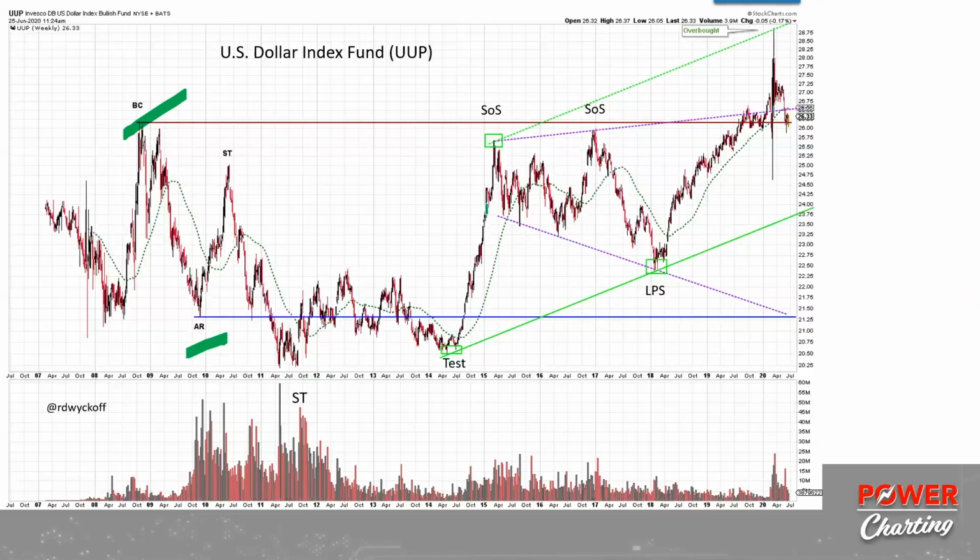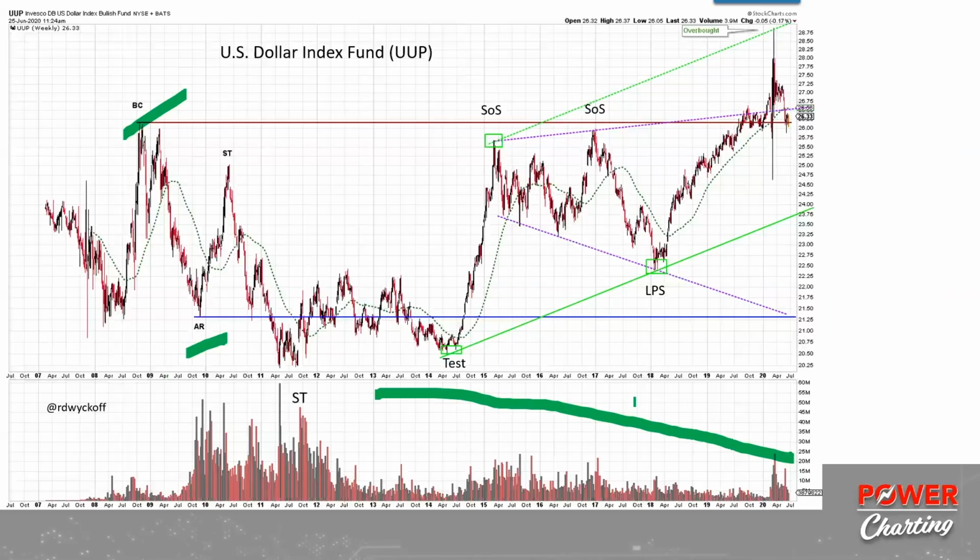This is tested, and then a very sharp rally into what we're calling a sign of strength, the second sign of strength, and then a last point of support. Could this whole area be a giant Wyckoff-ian accumulation structure? Notice the volume dropping throughout, which is classic accumulation behavior.